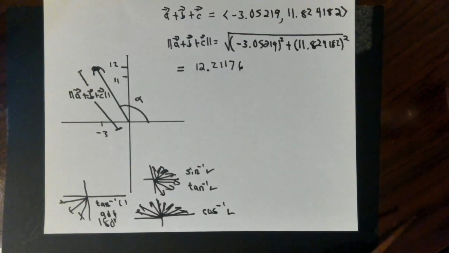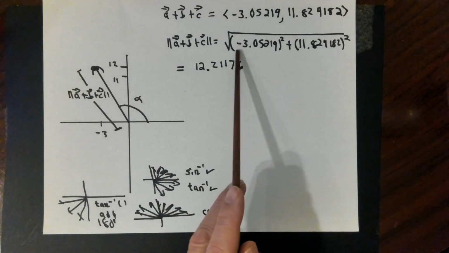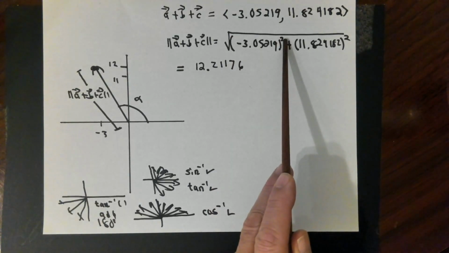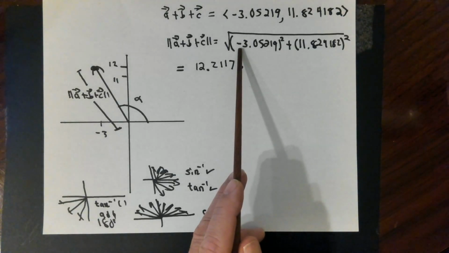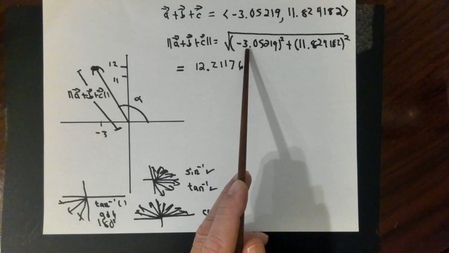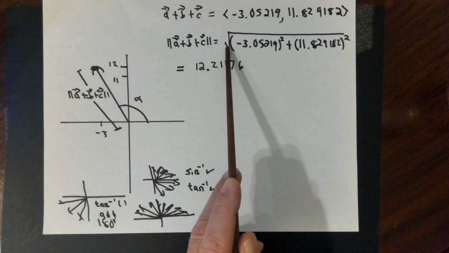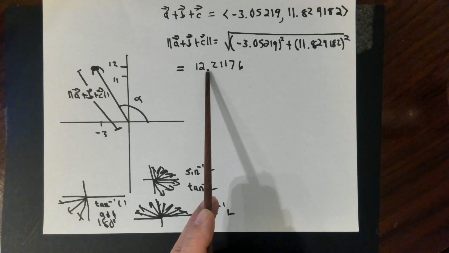When I square -3.05219, the negative sign goes away. Be sure to include the negative sign inside the parentheses before you square, or you could just leave the negative sign out because it's going to go away anyway. Square these two numbers, add them together, do the square root, and we find out that the length of this vector that we're looking at is 12.21176.